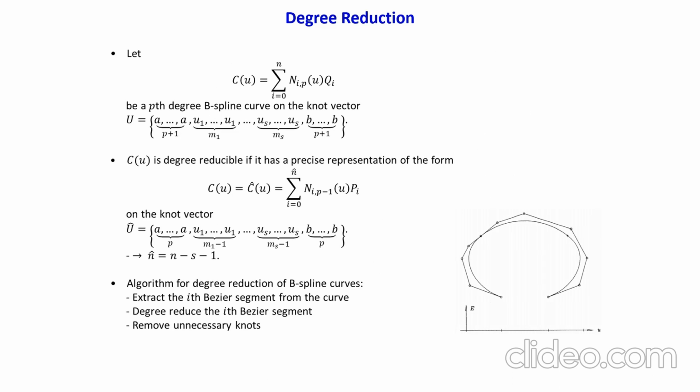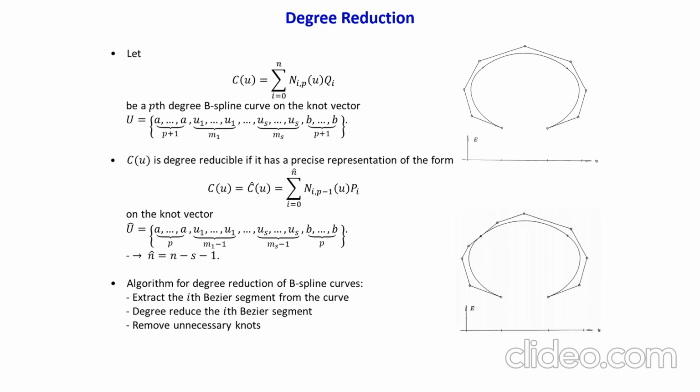The last topic we are going to discuss is degree reduction. Let C of u be a pth degree B-spline curve on the knot vector u. We say that C of u is degree reducible if it has a precise representation where C and C hat are equivalent on the knot vector u hat. Even though it is always possible to degree elevate a curve, not every curve is degree reducible. However, degree reduction has great utility for reversing the process of degree elevation.